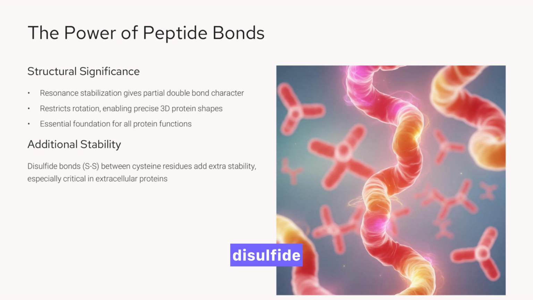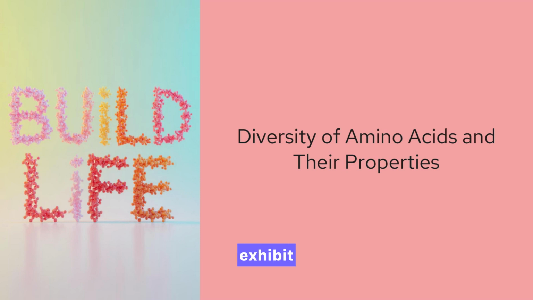Additionally, disulfide bonds between cysteine residues provide extra stability, particularly vital in extracellular proteins, enhancing their structural integrity and functional reliability. Amino acids exhibit diverse properties based on their side chains.